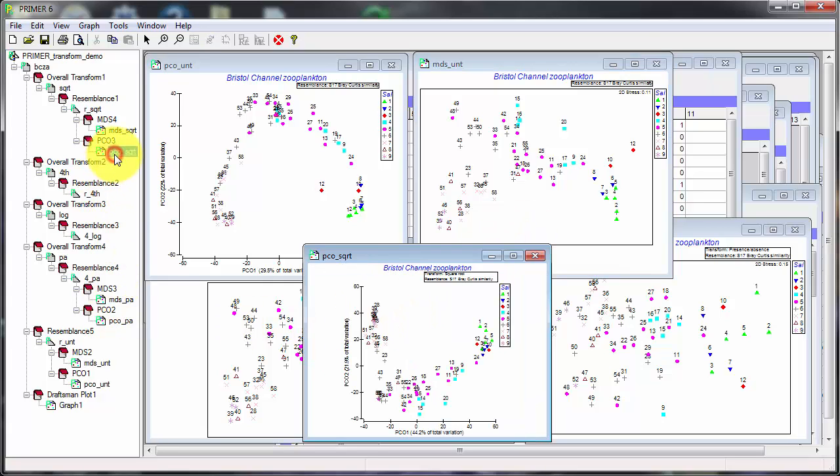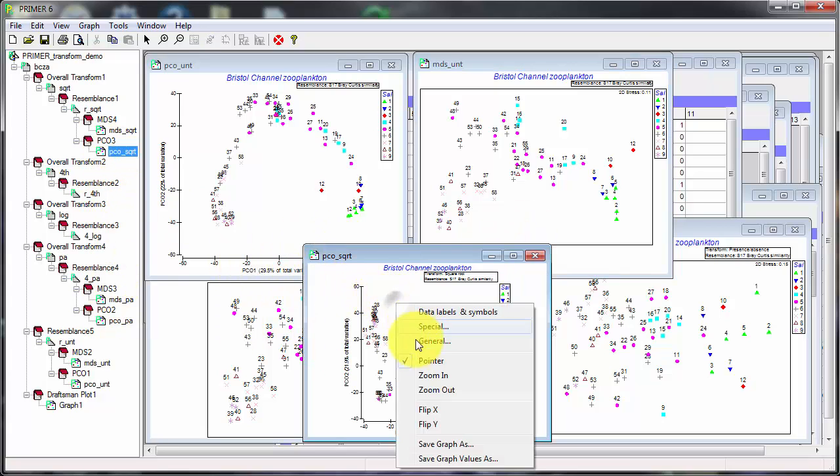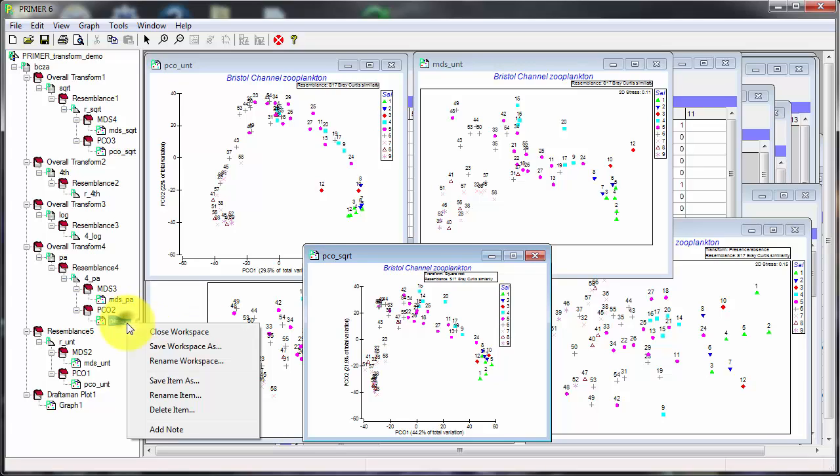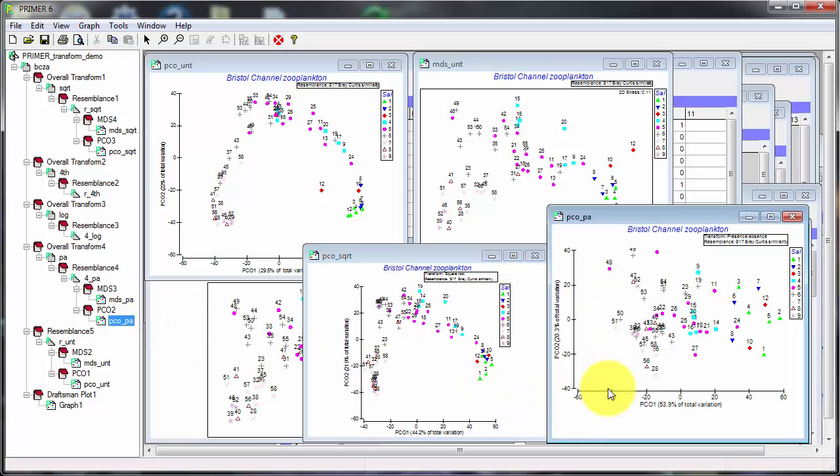So now let's go PCO square root. Similar sort of thing as we saw before. Remember, the orientation of these doesn't matter, so I can flip them to get them matching up. So as with the NMDS, the square root data show a slightly less pronounced arch effect than the untransformed. And then if we go to PCO for the presence-absence, similar sort of pattern to what we saw with the NMDS. There's still a trend in there, but the arch effect has been removed.